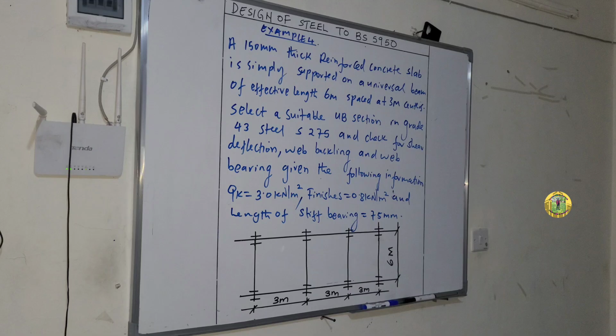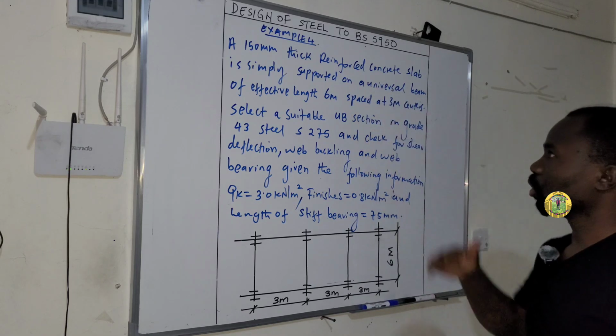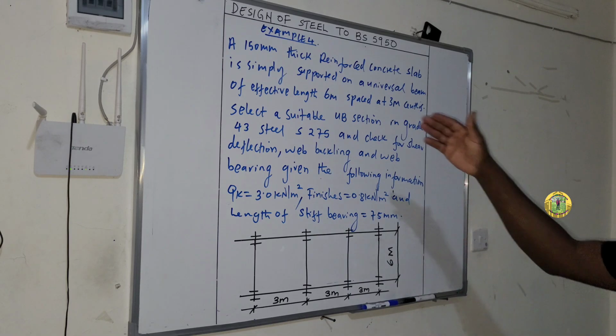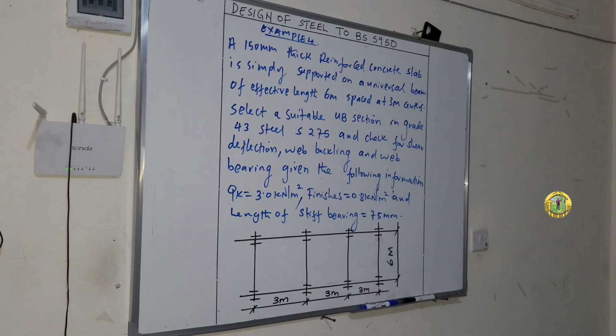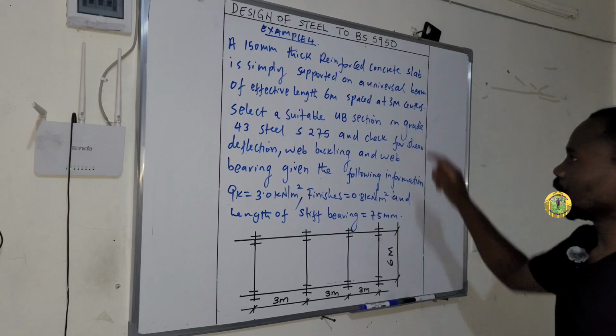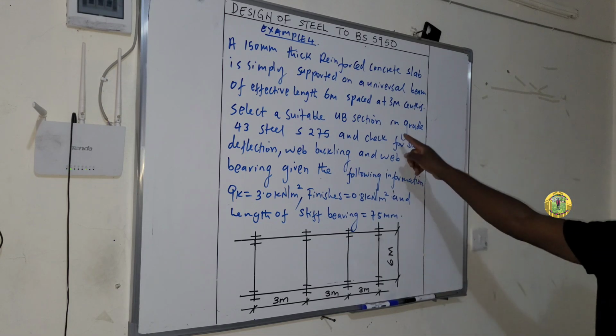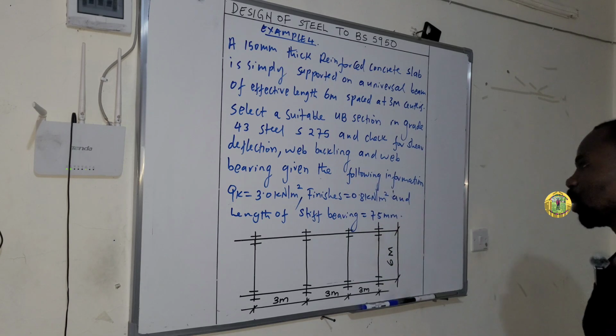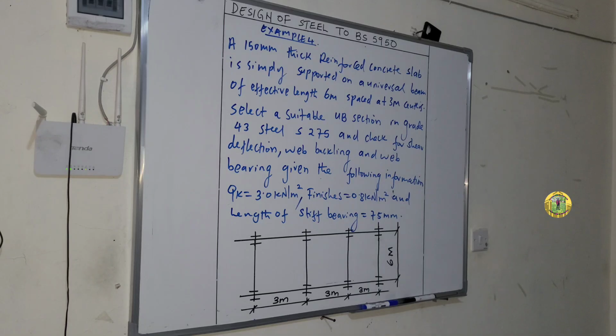Today I want to tackle this question on the board, and this is the design of steel to BS 5950, and it is example number 4. The question reads: a 150mm thick reinforced concrete slab is simply supported on a universal beam of effective length 6 meters spaced at 3 meters centers. Select a suitable universal beam section in grade 43 steel S275 and check for shear, deflection, web buckling, and web bearing given the following information.